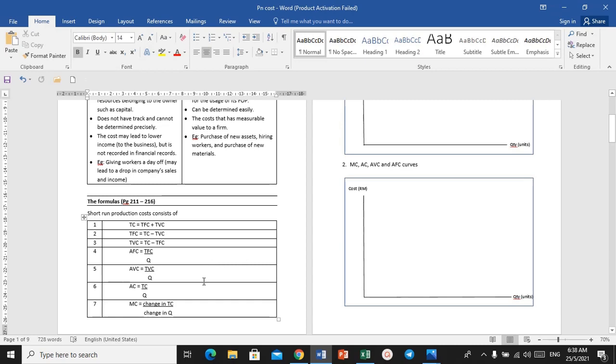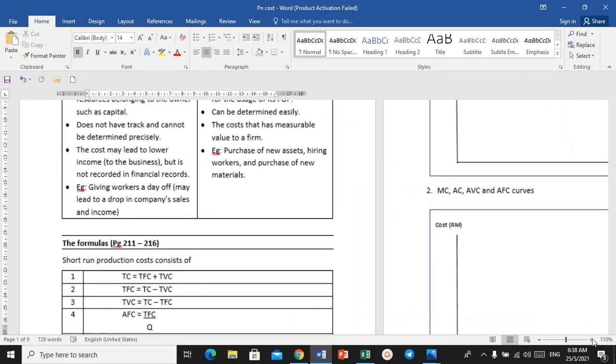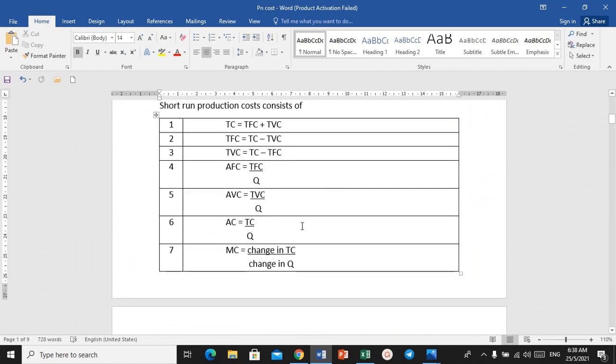As you can see here, those 7 short run production costs are total cost, total fixed cost, total variable cost, average fixed cost, average variable cost, average cost, and marginal cost. If you have production in your business activities, you might deal with these 7 different types of production costs.